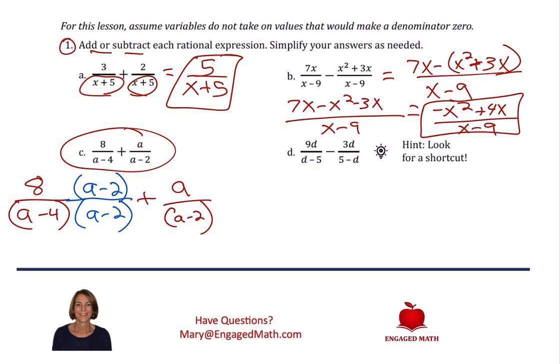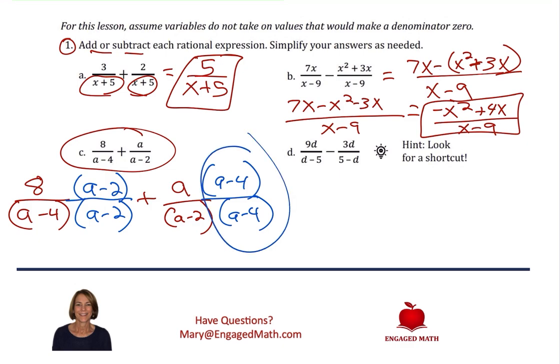Now, over here, I can do the same thing. But this second fraction doesn't need an a minus 2. It needs an a minus 4. So I'm going to multiply by a minus 4 over a minus 4, which, keep in mind, is just a fancy version of 1. So I'm not changing the value of the fraction. Now look at this. I'm going to underline that we have a common denominator. So now we can simply add directly across.